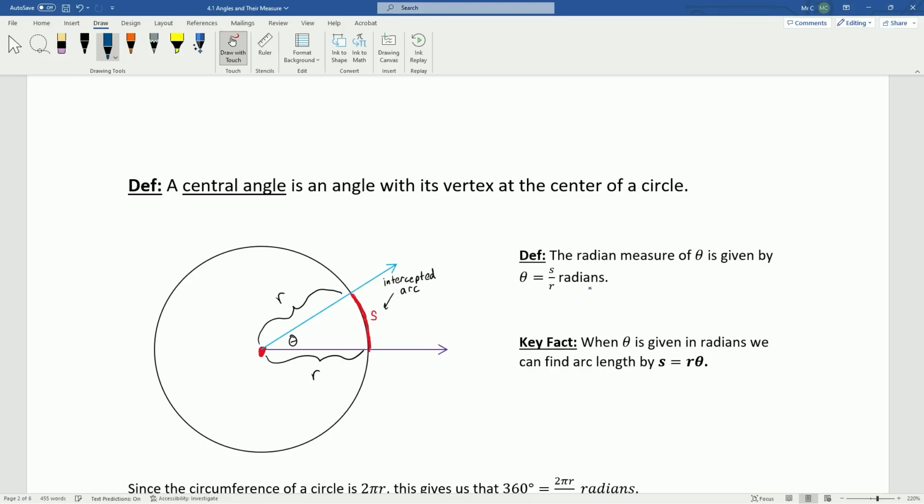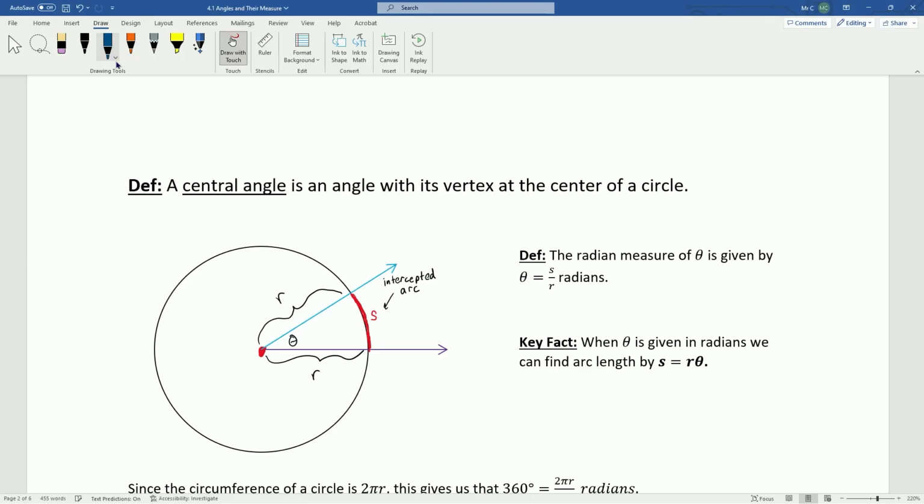So what do I mean there? What this definition says, the radian measure of theta is given by theta equals s divided by r radians. What we're saying is the angle is the ratio of the length of this side to r. It's asking how many times does the radius fit inside that arc. So whatever your angle is, it's going to intercept an arc on the circle. How many times does your radius fit inside it? That's what this says. That's the measure of the angle.